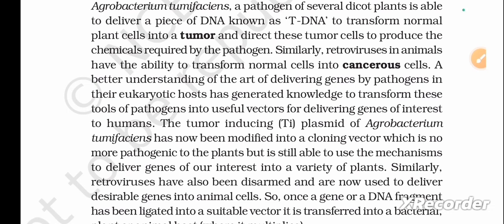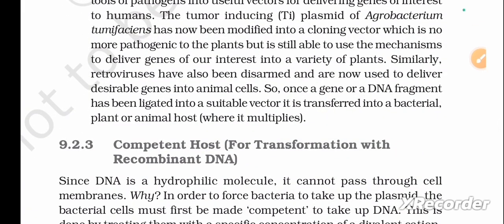interest to humans. The tumor-inducing Ti plasmid of Agrobacterium tumefaciens has now been modified into a cloning vector which is no more pathogenic to the plants but is still able to use the mechanisms to deliver genes of our interest into a variety of plants. Similarly, retroviruses have also been disarmed and are now used to deliver desirable genes into animal cells. So, once a gene or a DNA fragment has been ligated into a suitable vector, it is transferred into a bacterial, plant, or animal host where it multiplies.